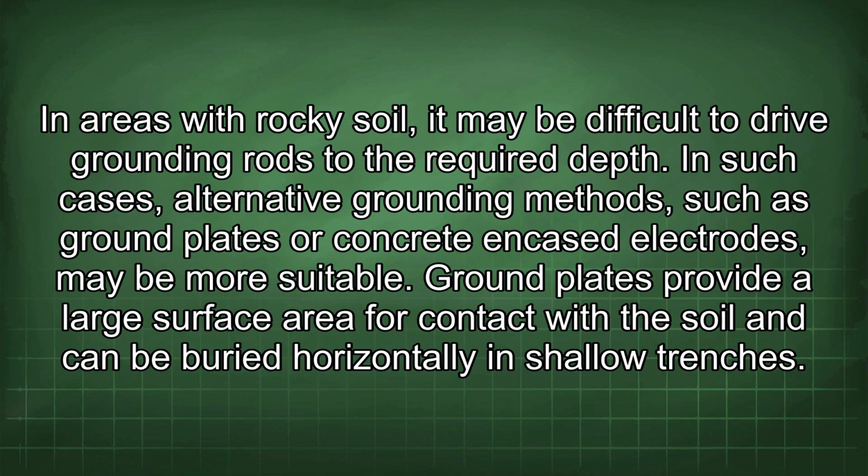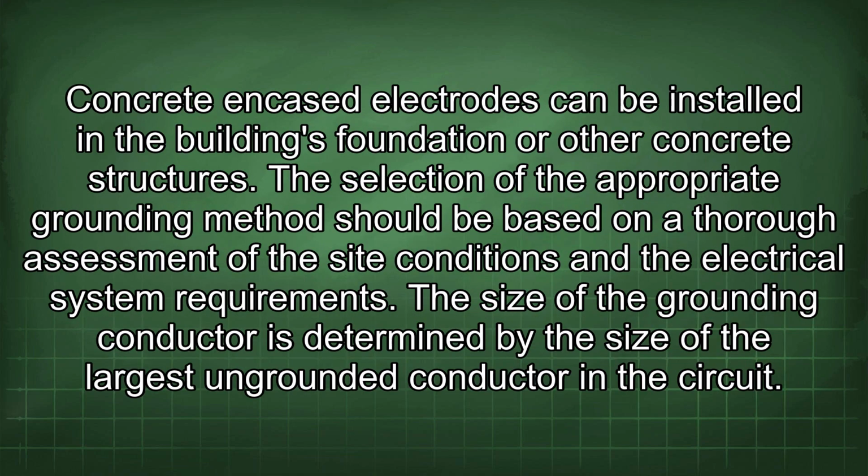In areas with rocky soil, it may be difficult to drive grounding rods to the required depth. In such cases, alternative grounding methods, such as ground plates or concrete-encased electrodes, may be more suitable. Ground plates provide a large surface area for contact with the soil and can be buried horizontally in shallow trenches. Concrete-encased electrodes can be installed in the building's foundation or other concrete structures.